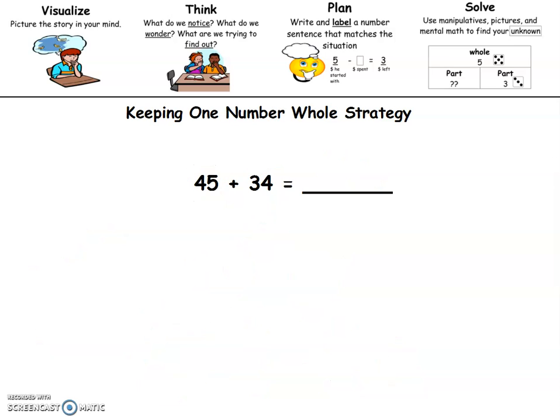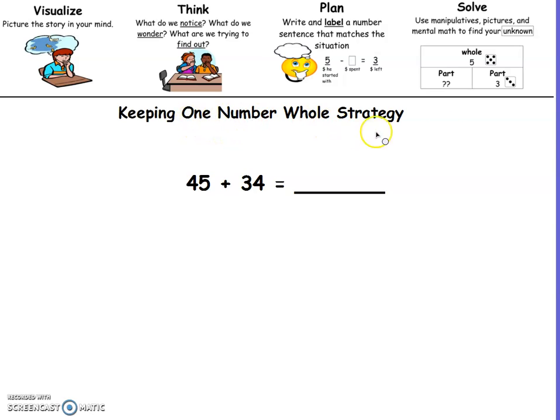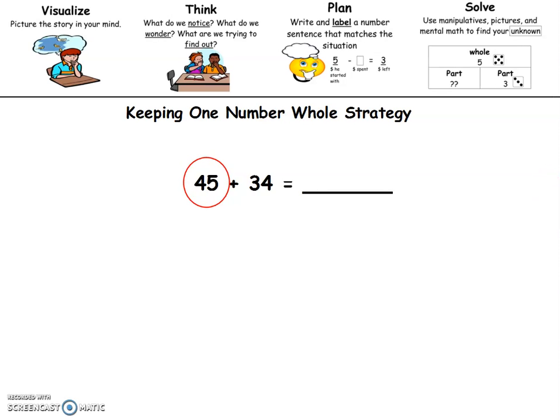So you can go ahead and pause your screen, take a look, write down the equation, and solve the problem. Okay, so now that you've solved the problem, now I'll go ahead and show you, and you can check your work to see if you did the same way. So keeping one number whole, we have 45 plus 34. So we're going to keep 45 the same. We're going to keep that our whole number. And then we're going to break 34.